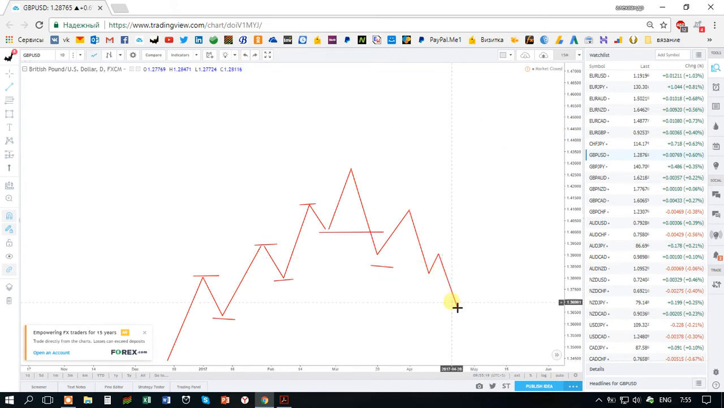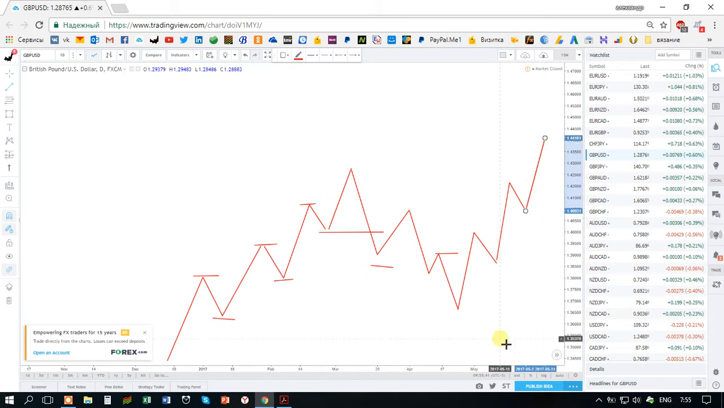Typically we start a new downtrend. Typically it is, I don't know, 60 to 70% that we will start a new downtrend, or at least some minor continuation will be. If we break it this way to the upside, this means an uptrend has begun.